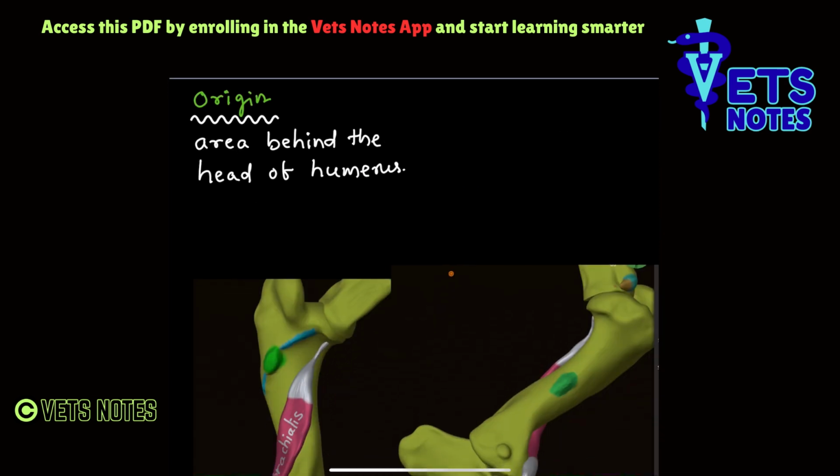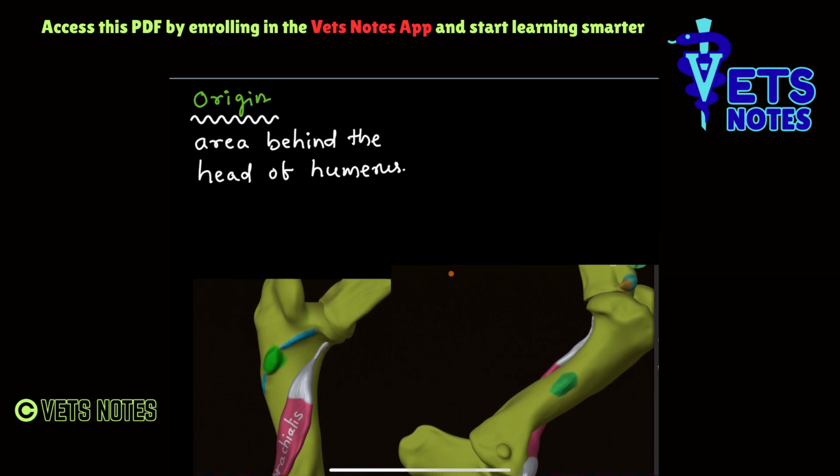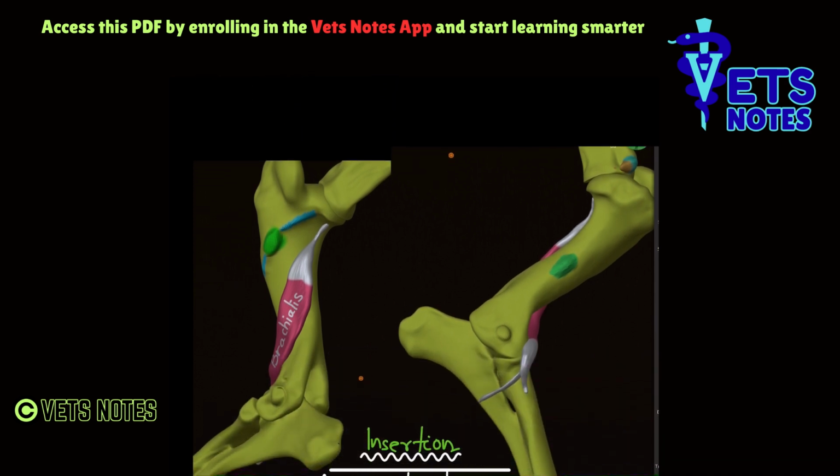Origin point, area behind the head of the humerus. You can see. So this is the head of the humerus. So somewhat from this region the muscle will originate. Okay. Area behind head of the humerus. Okay. Area behind your head of the humerus.